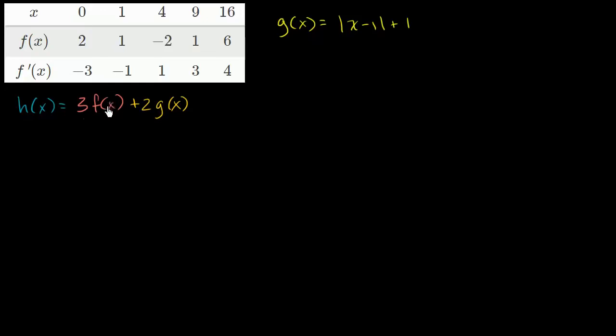We've been given some interesting information here about the functions f, g, and h. For f, they tell us for given values of x what f of x is equal to and what f prime of x is equal to. Then they define g of x for us in terms of this kind of absolute value expression. And then they define h of x for us in terms of both f of x and g of x.